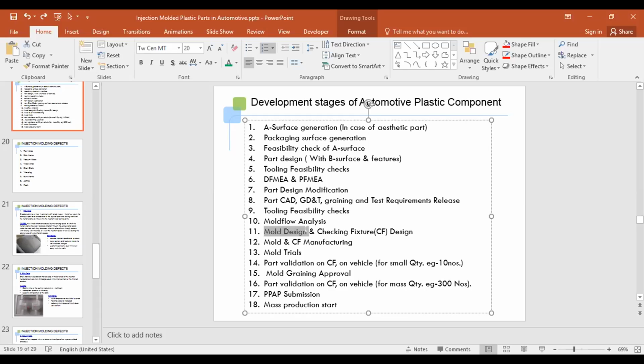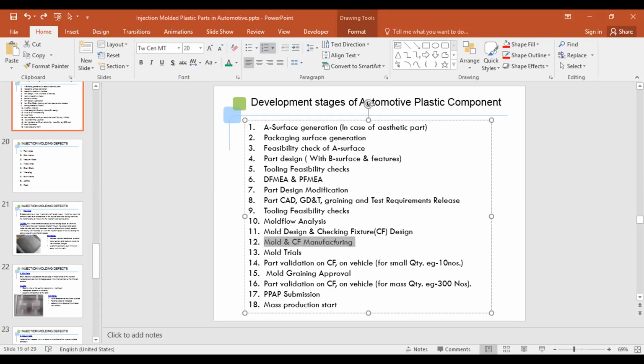After that, mold design and checking fixture design is the stage. Then it comes for the manufacturing of the mold and checking fixtures. A checking fixture is, you can say, a general construction which replicates the same environment for the part as when it will be fitted in the vehicle.